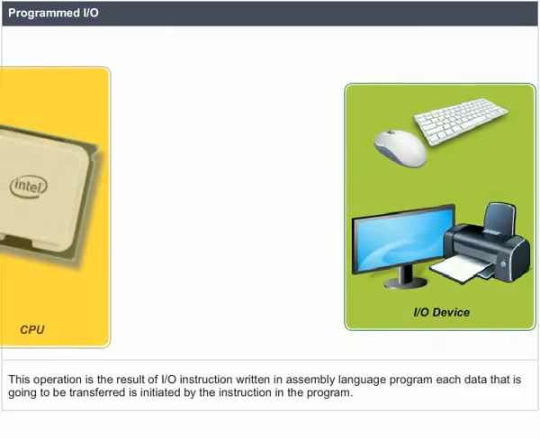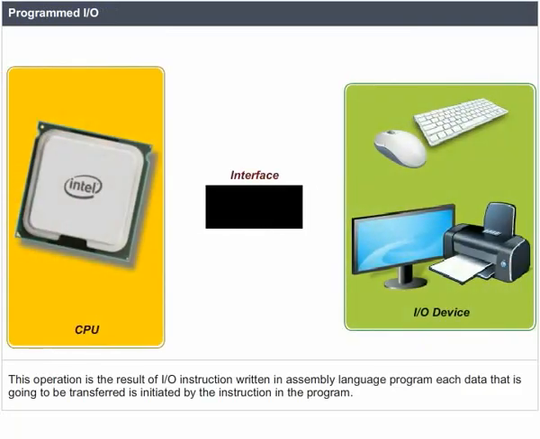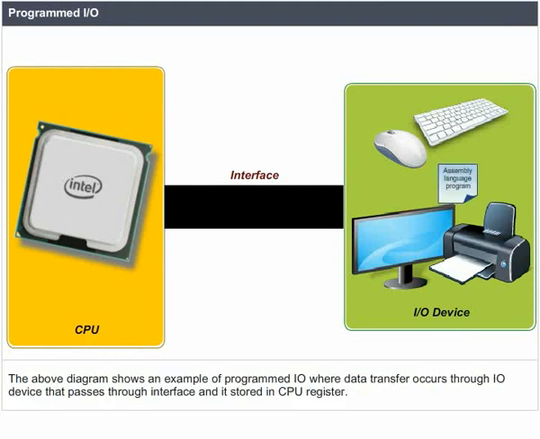Programmed input-output. This operation is the result of input-output instructions written in an assembly language program. Each data transfer is initiated by an instruction in the program. The above diagram shows an example of programmed input-output, where data transfer occurs from the input-output device, passes through the interface, and is stored in a CPU register.